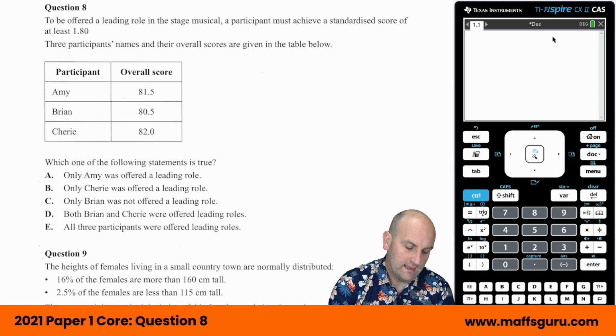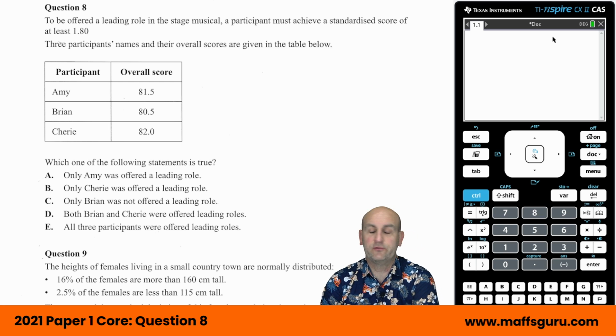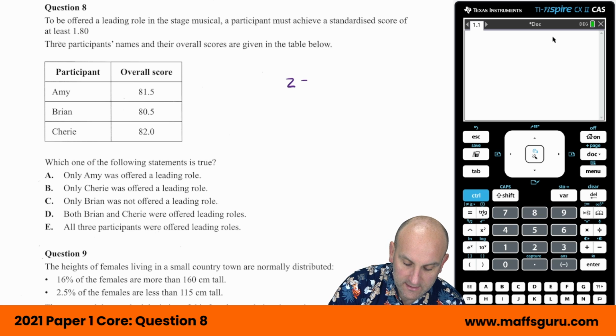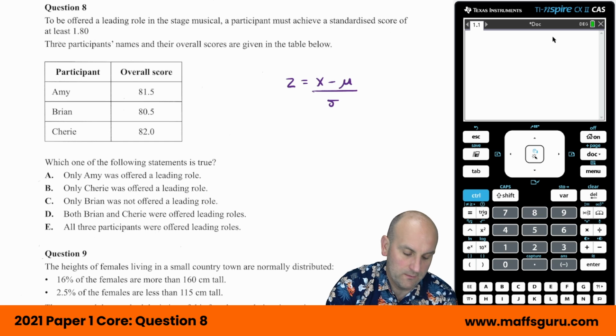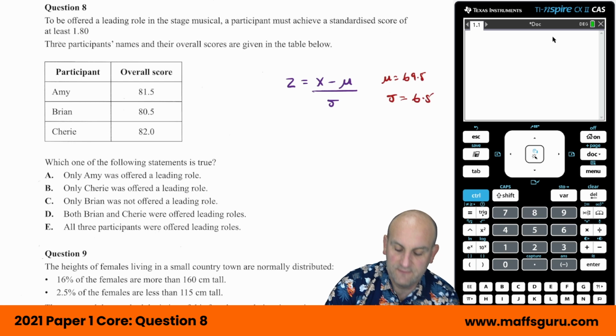To be offered a leading role, participants must achieve a standardized score of 1. So when I saw a standardized score, Z is equal to X minus mu on sigma. Well, if you remember, we know what the value of mu is. The value of mu was 69.5. Sigma was equal to 6.5.